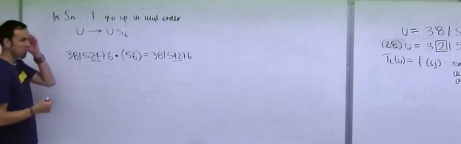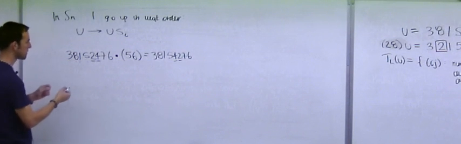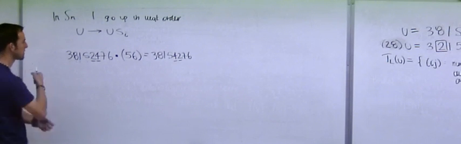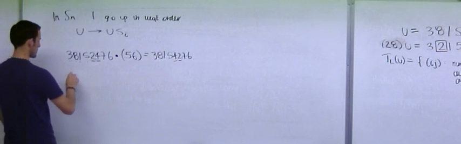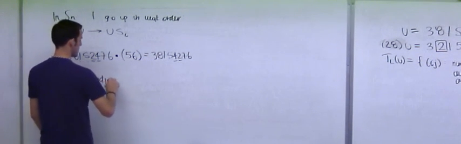So how do you walk up in the weak order? Well, basically what you do is you just switch two adjacent things at a time. Okay. Switch adjacent positions and become bigger.